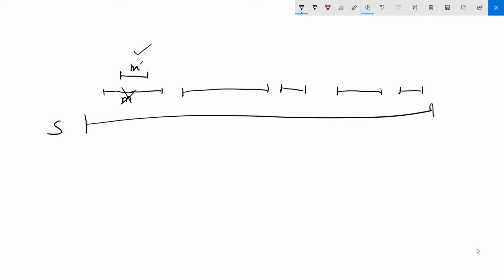And the full proof of the correctness is an inductive proof on the length of the solution. The idea being, given that there is an optimal solution that contains M prime, you reduce the problem, make another greedy choice, and make exactly the same argument about that greedy choice. It has to be in an optimal solution for the rest of the problem. And you continue in that fashion.